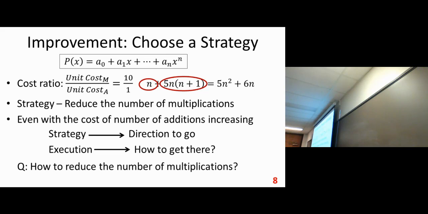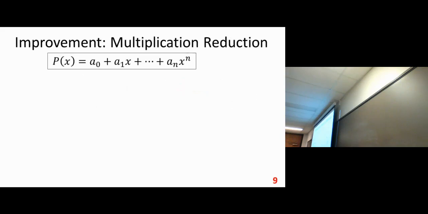Which factor causes us to spend that many multiplications? You need to find that. Otherwise, how do you reduce? You need to find the problem. Where is the problem? Then you can fix that problem. Diagnose. You need to find it. All right, so let's find that problem. Multiplication reduction.